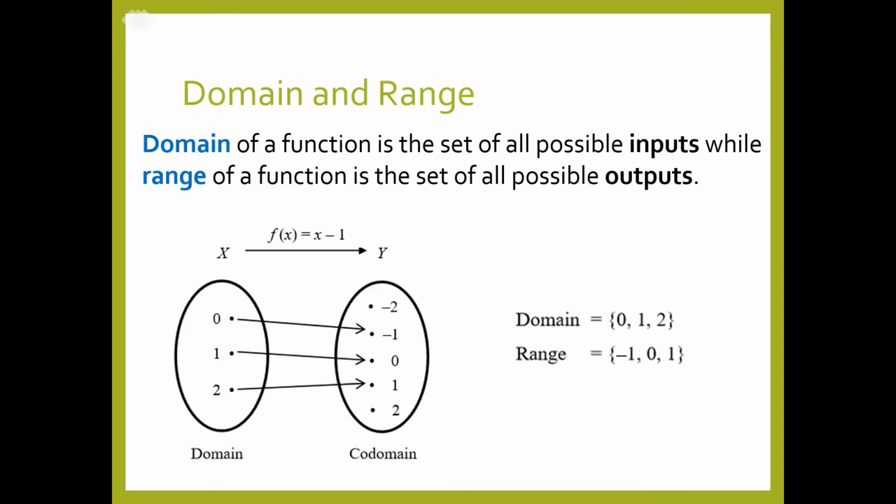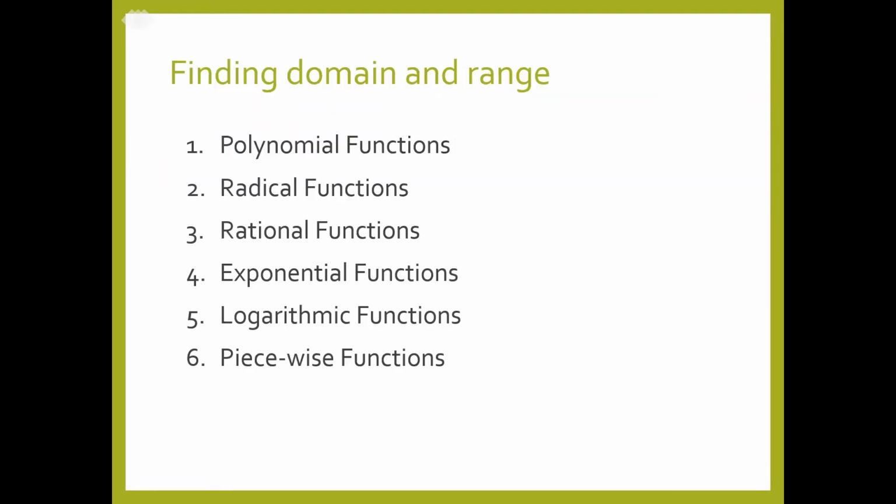As mentioned earlier, the domain of a function is the set of all possible inputs, while the range of a function is the set of all possible outputs. Consider a function f(x) = x - 1. From the diagram, the domain of the function is referred to the set {0, 1, 2}, and the range is referred to the set {-1, 0, 1}. In the following section, we are going to discuss how to find the domain and range of the following functions.